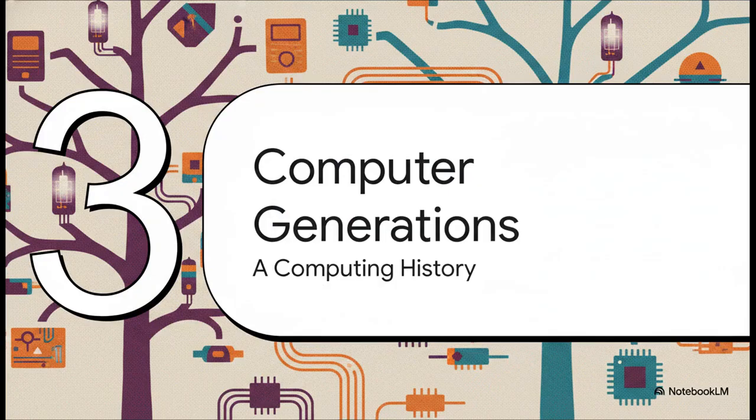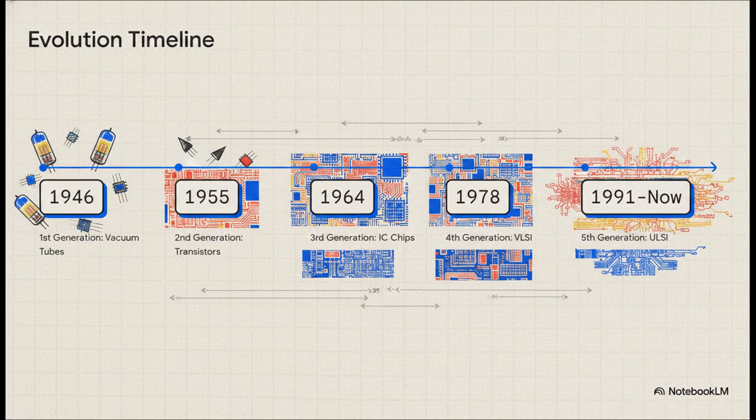All right, Section 3, the 5 computer generations. This is a rapid time-traveling journey through computing history. Take a look at this timeline. It provides a super fast, high-level overview of our journey. Notice how the major leaps in technology happen roughly every decade.